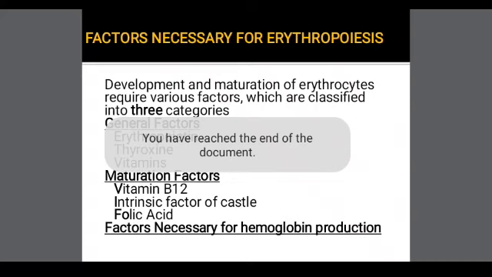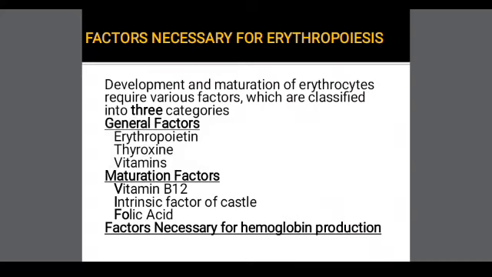That will be the end of our video today. I hope you learned a lot about erythropoiesis. We looked at the stages of erythropoiesis and the changes that happen in the cell during those stages. We've also looked at the factors necessary for erythropoiesis: erythropoietin, thyroxine, vitamins, vitamin B12, and the intrinsic factor of Castle.